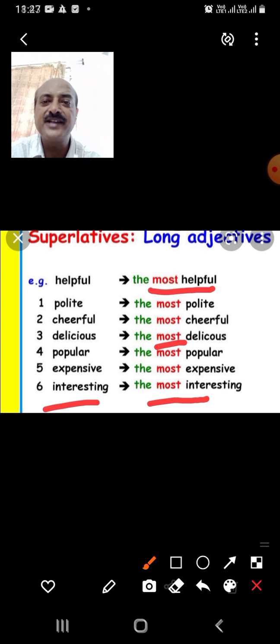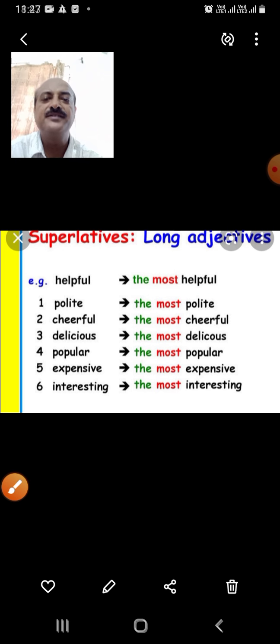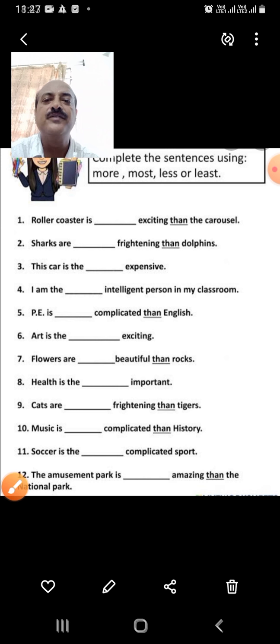This subject is interesting. This subject is more interesting. Like if I say grammar is interesting, maths is more interesting, English is the most interesting subject. So in interesting you can see I, E, E, I, four vowels. So when I said three or more vowels, we use more and most. Complete the sentences using more, most, less or least.